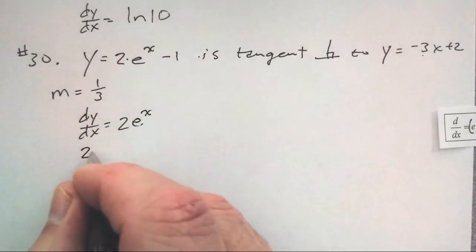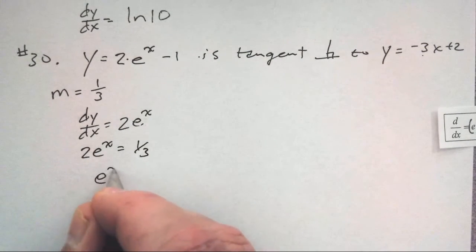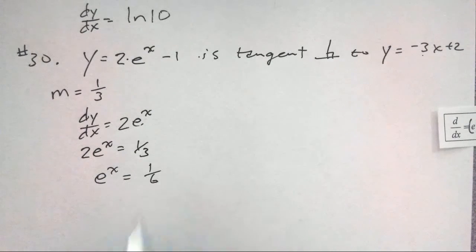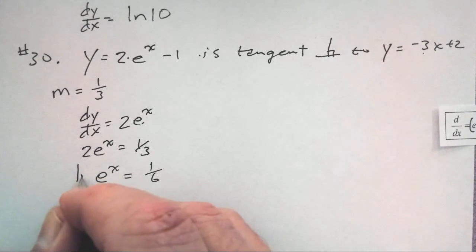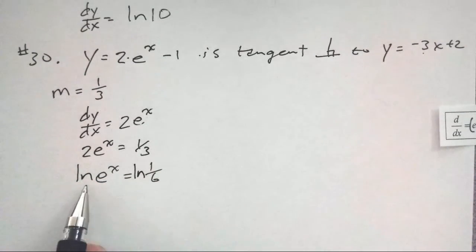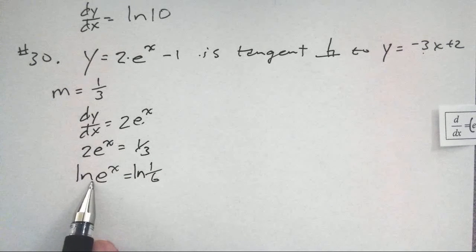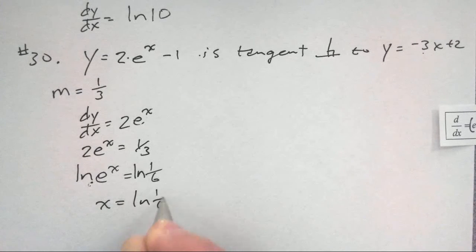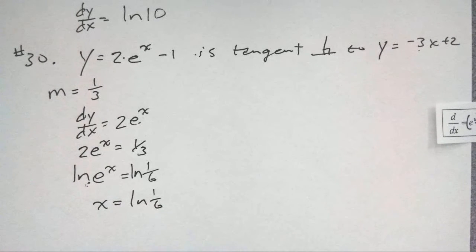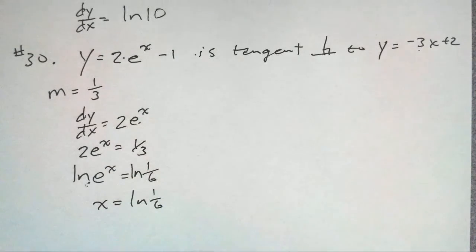I want that 2e to the x to be equal to 1/3, or I want e to the x to be equal to 1/6. To eliminate e to the x and just get x, I take ln of both sides, because ln is base e. So this is the exponent that turns base e into e to the x. x does. x equals ln 1/6. So I'm going to put this back into my function because I know the equation of my line is going to have a slope of 1/3.